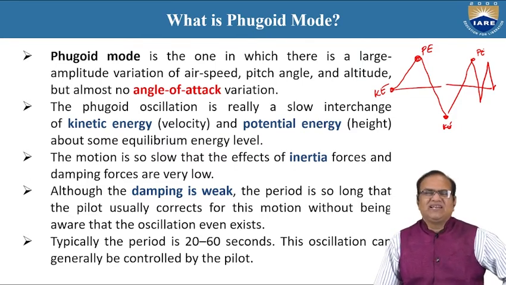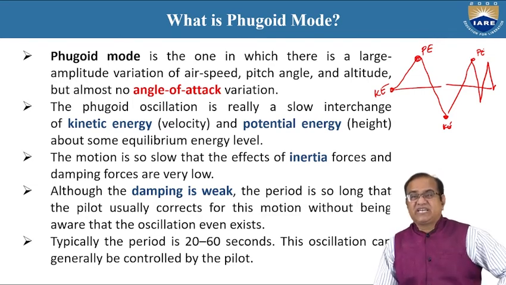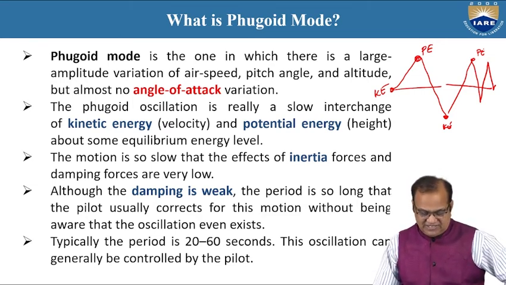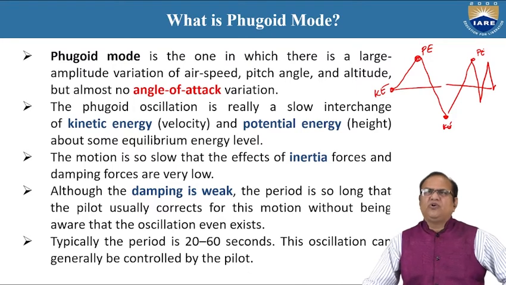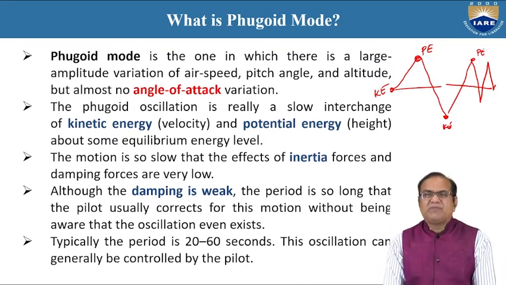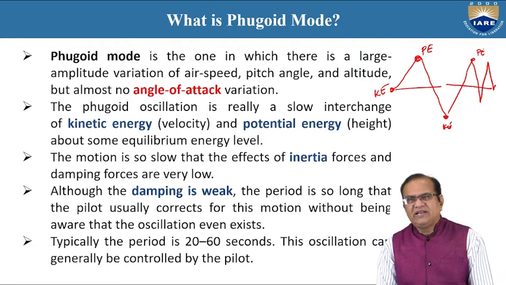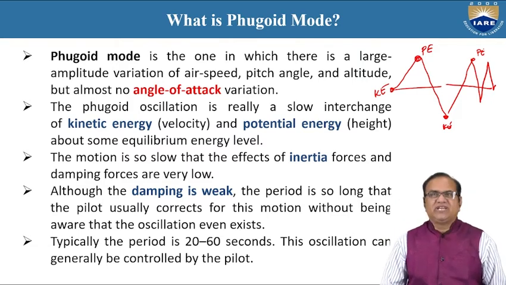So, the pilot will adjust himself without the use of any additional devices. Typically, the period is 20 to 60 seconds. This oscillation can generally be controlled by the pilot. So, this phugoid mode is very clearly seen, and the pilot will experience it and try to control it with the help of the different controls available in the aircraft.